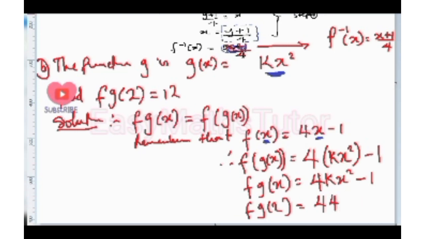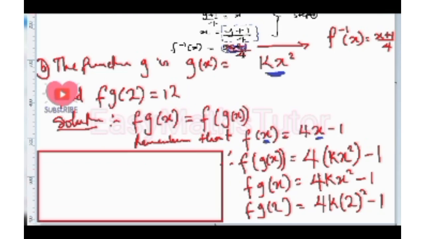And simplifying it further, we will have 4k(2) raised to power 2 minus 1. Remember, the value of x is 2 for the problem that we are solving here today. Remember, f of g of 2 is equal to 12. So we substitute the value of x as 2 in f of g, and then we will have 4k(2 squared) minus 1, which is the same thing as 4 times 4k minus 1. 4 times 4k minus 1 gives us 16k minus 1.